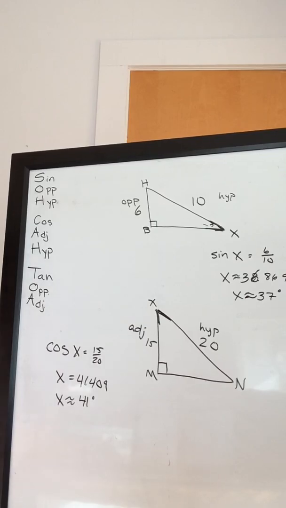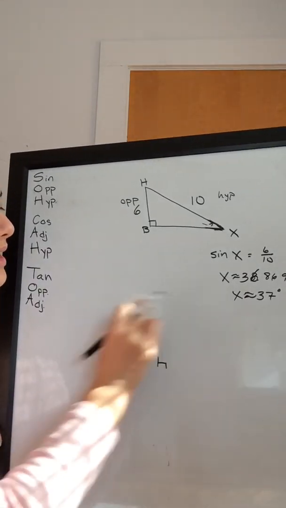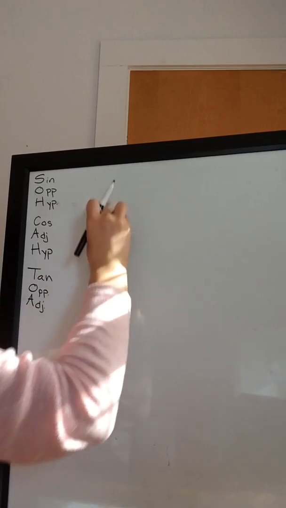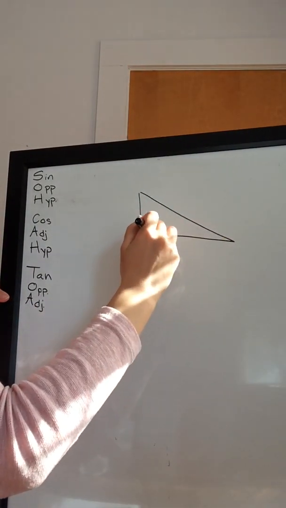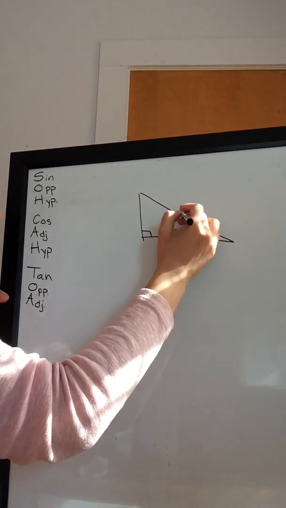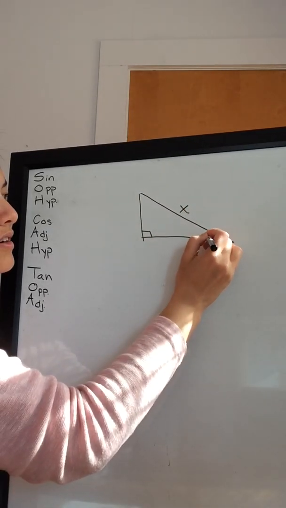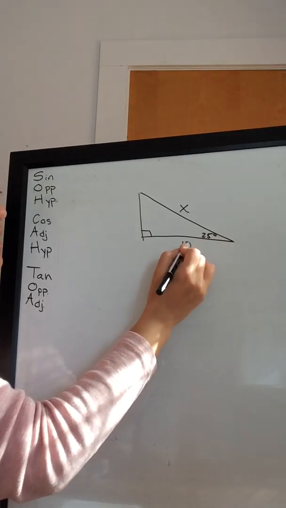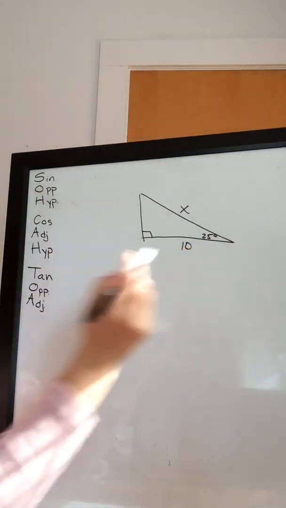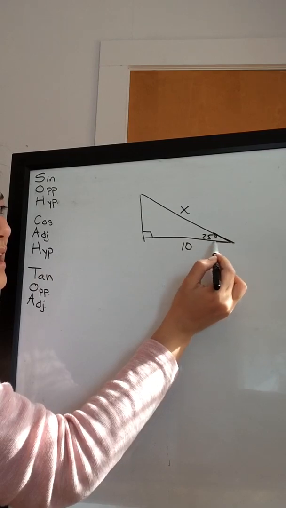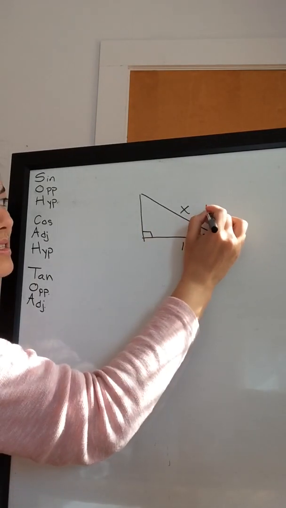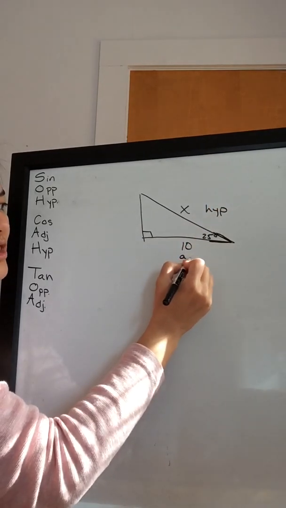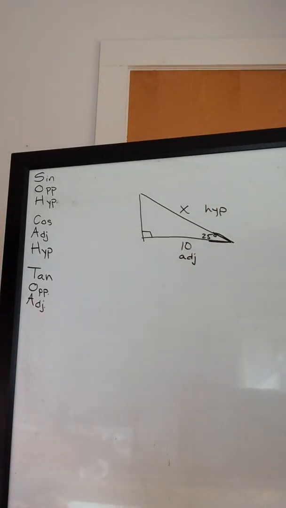Okay, I want to do one more with you, just to show you the different ways it's going to be set up, because I realized the other one didn't do that. Let's take a look at this triangle. Students have found this harder in the past, so we're going to go over it. Let's say I want to know x. This is my angle right here. I don't have the opposite side, but this is the hypotenuse, and this is the adjacent side. So what uses hypotenuse and adjacent?